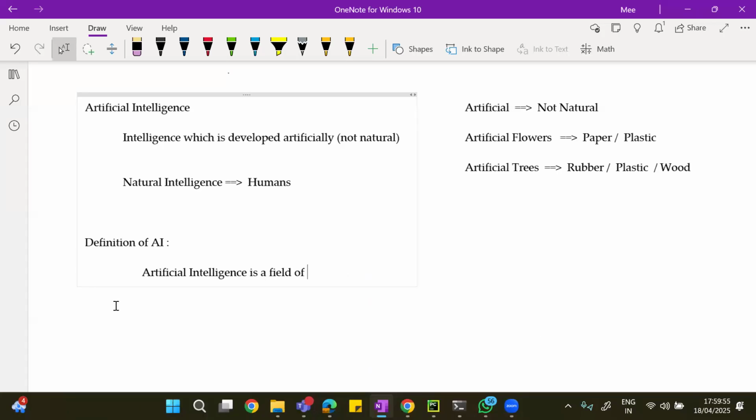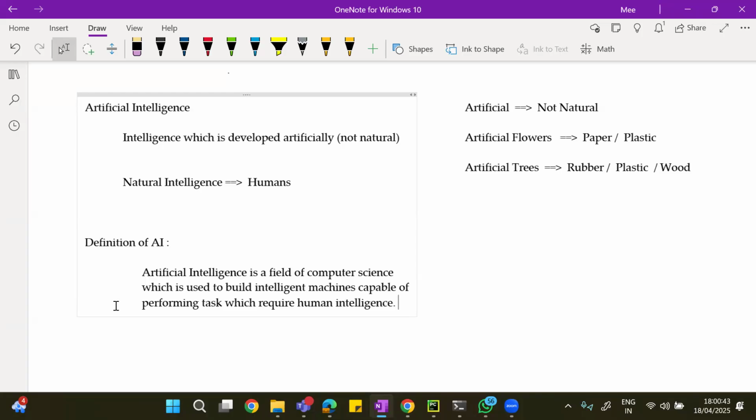is a field of computer science. Actually, without computer science, we can't do all these things. Artificial intelligence is a field of computer science which is used to build intelligent machines capable of performing tasks which require human intelligence. This is what is called artificial intelligence.